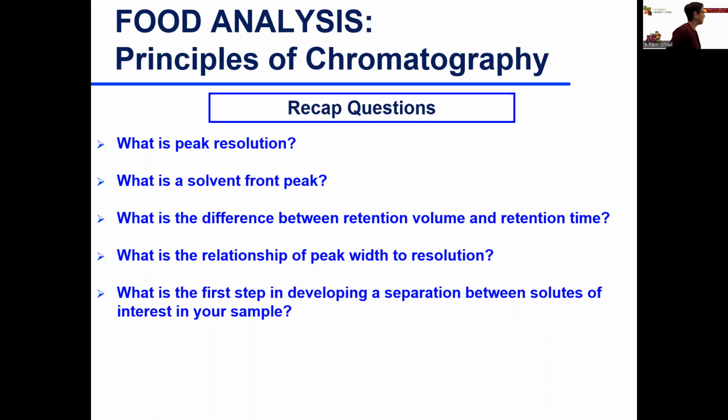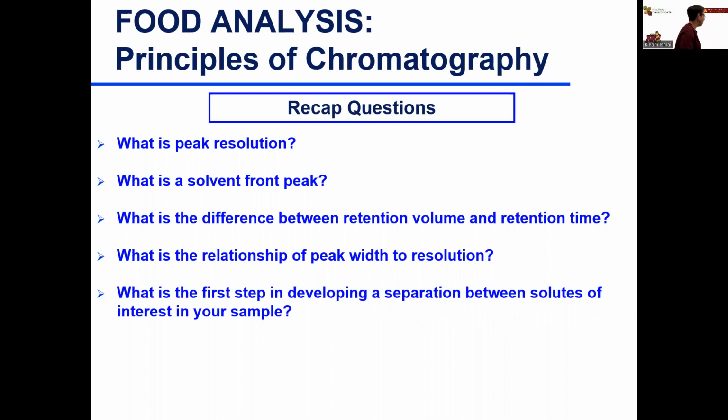What is peak resolution? Isaac in the back. That when you clearly define one peak. Yes. So it's the separation of the peaks that you're interested in.